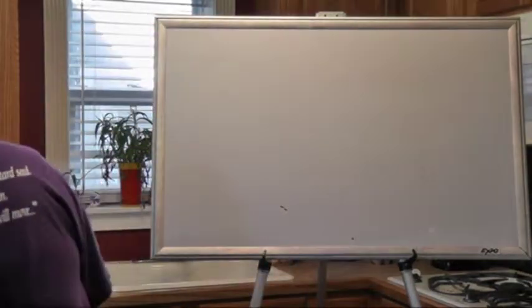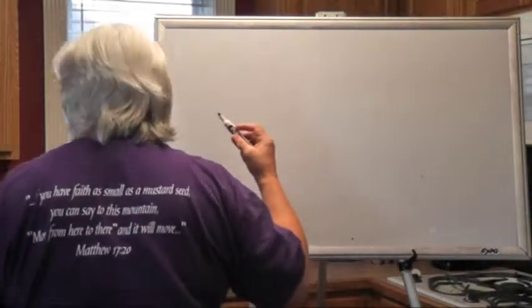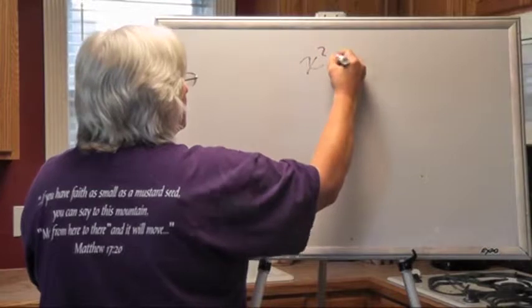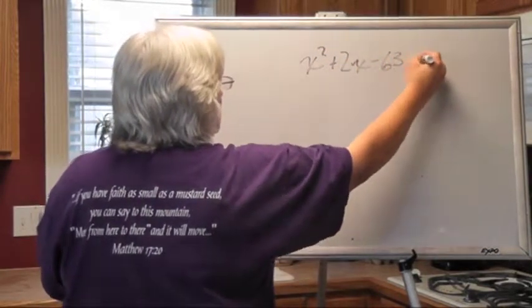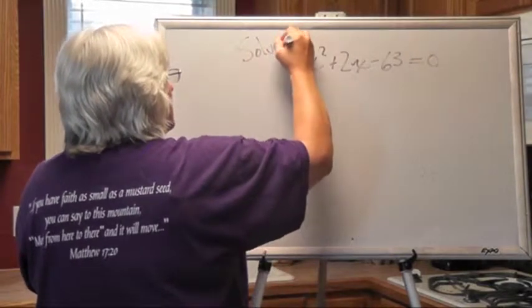Let me get my book here. This says, solve x squared plus 2x minus 63 is equal to 0. This is example number 1, and it says solve.